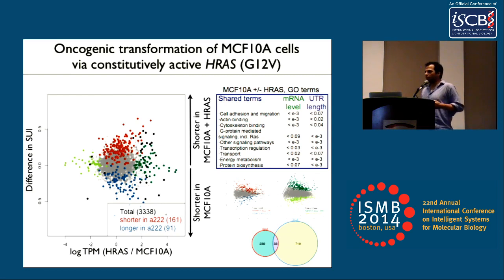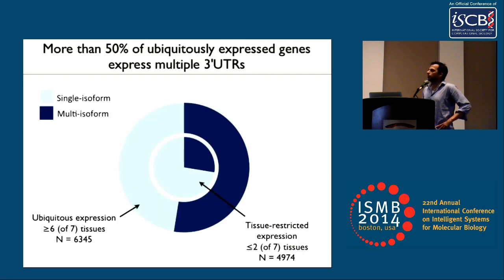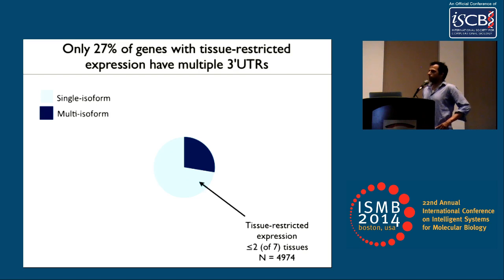We want to look at what's happening in normal RNA tissue. So I said we have RNA from 7 different primary tissues. And then when you look at the distribution of genes that only have one UTR, or genes that have multiple UTRs, in the subclass of genes that exhibit tissue-restricted expression, so I'm looking at genes that are only expressed in 1 or 2 tissues in the 7 that we have, you see that the large majority of these genes are single isoform genes, where 27% of them are multi-isoform genes.